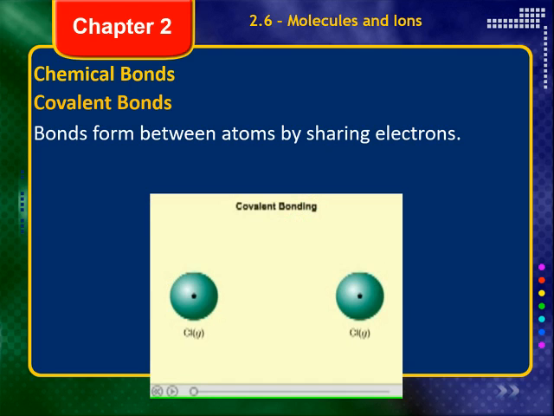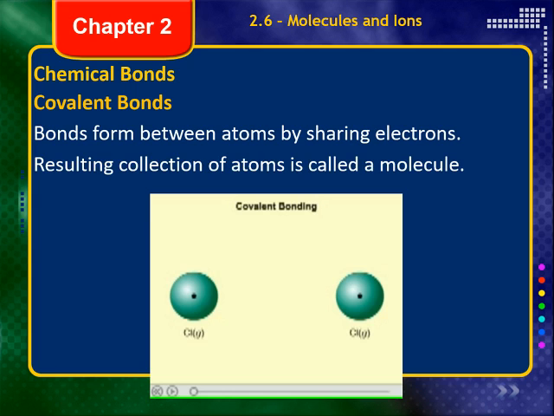So in covalent bonds, bonds are going to form between atoms by sharing electrons. In this example here, both chlorine atoms both own the shared electrons. It's a sharing. This results in something that we call a molecule. If it's covalently bonded, we call it a molecule.